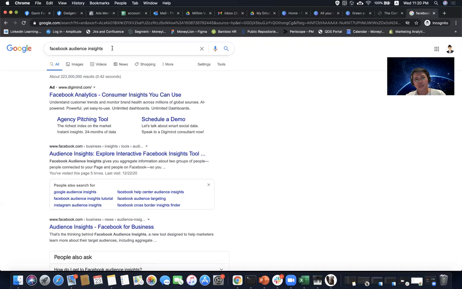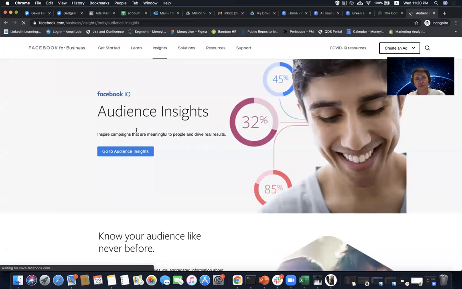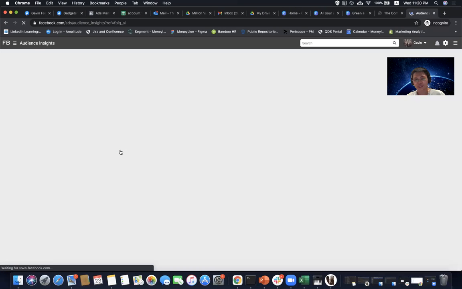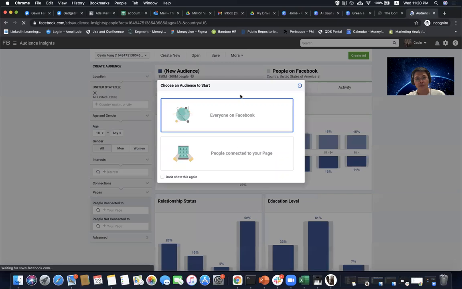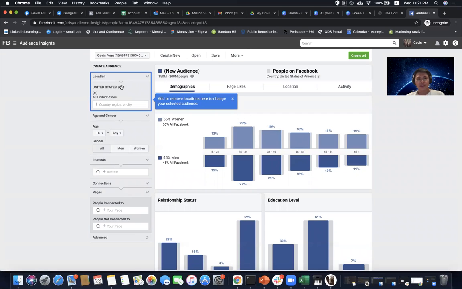So what I would suggest is before we run any ads, we do a quick search from Facebook Audience Insights. Okay, just Google Facebook Audience Insights, go to Audience Insights. So you'll come to this tool here. Basically, from here, we would know the demographic, the interest, and all the related information about the audience that we would like to target so that our ad can be more specific and more cost effective.